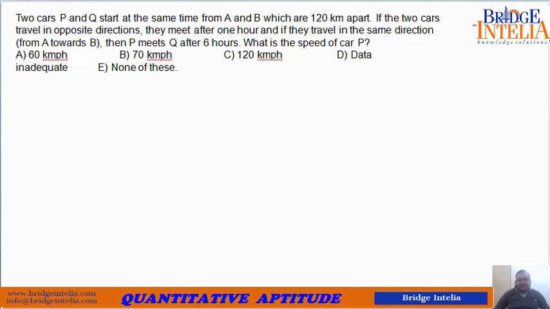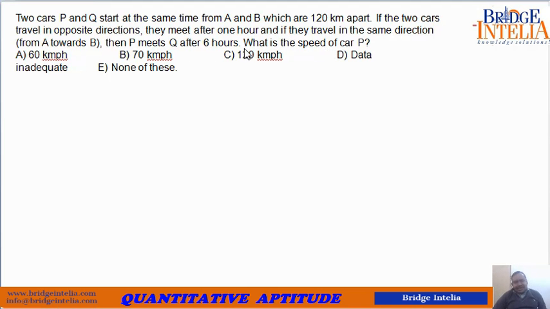So let's have a look at this question. Two cars P and Q start at the same time from A and B, which are 120 kilometers apart. Now, if the two cars travel in opposite directions, they meet after 1 hour, and if they travel in the same direction, then P meets Q after 6 hours. What is the speed of car P?